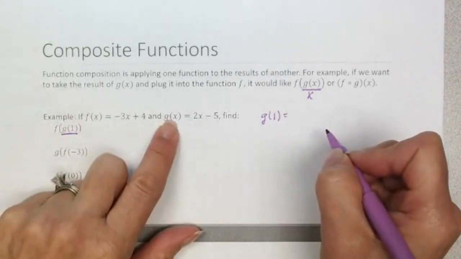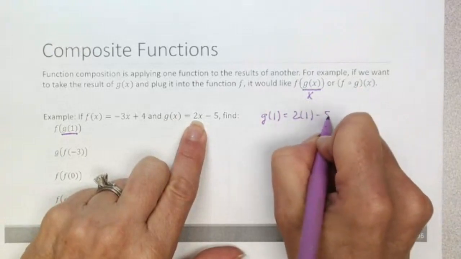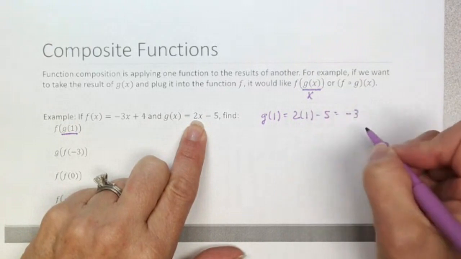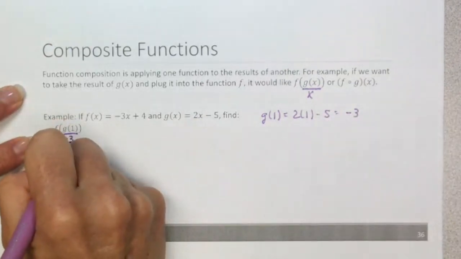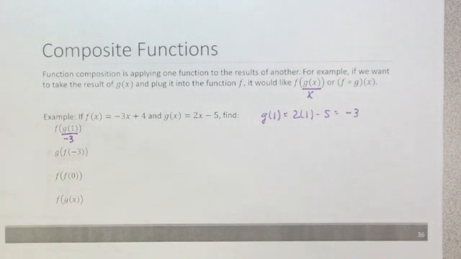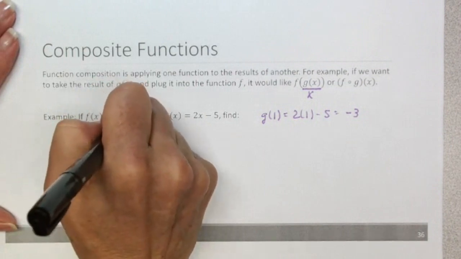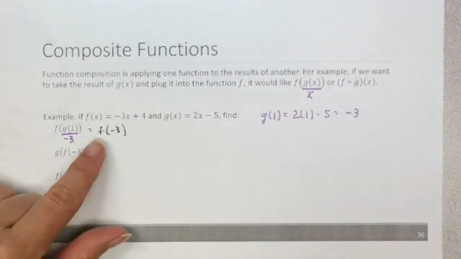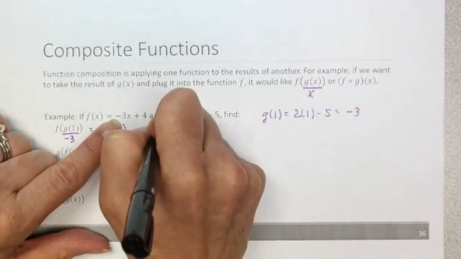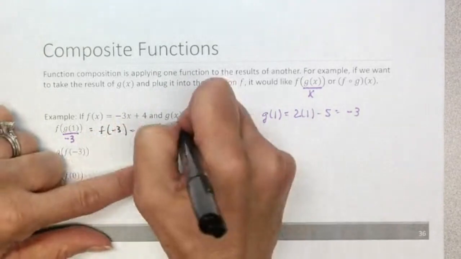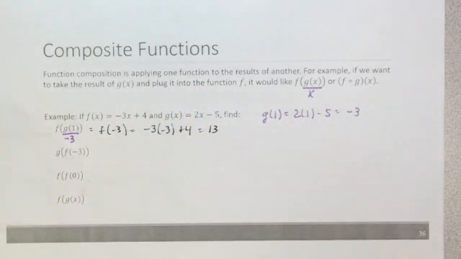G of 1, let's put 1 in for x. G of 1 is going to be 2 times 1 minus 5. That's 2 minus 5, or negative 3. So we now know that g of 1 is negative 3. So negative 3 now is going to be our x, our input to f. We're going to find f of negative 3. F of negative 3 is going to be negative 3 times negative 3 plus 4, or 9 plus 4, which is 13.